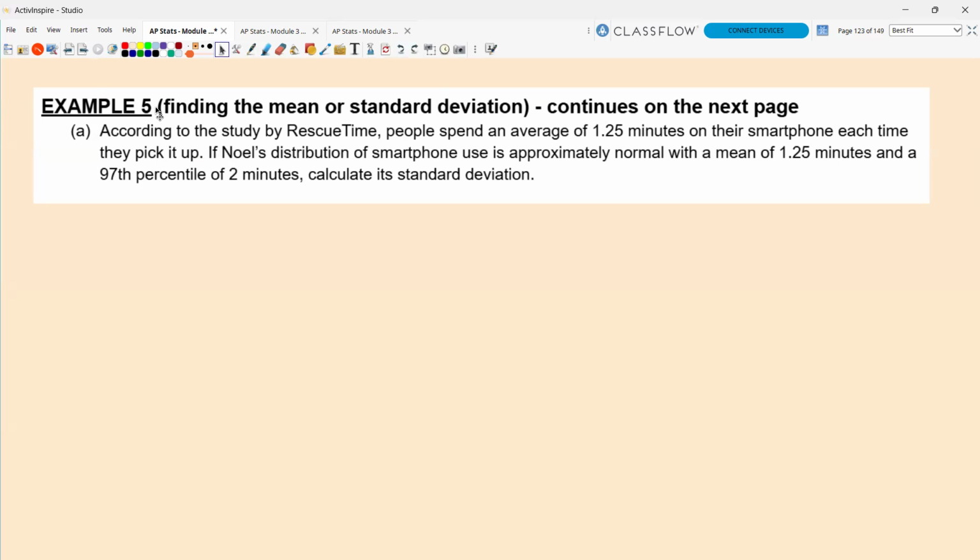So letter A, according to the study by Rescue Time, people spend an average of 1.25 minutes on their smartphone each time they pick it up. If Noel's distribution of smartphone use is approximately normal with a mean of 1.25 minutes and a 97th percentile of 2 minutes, calculate its standard deviation. So in this problem, let's identify some things we have. We have the mean, 1.25. We have the percentile, so that's the area to the left, so that's 0.97. And we have a value of 2 minutes.